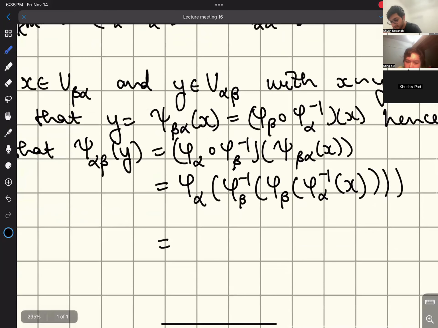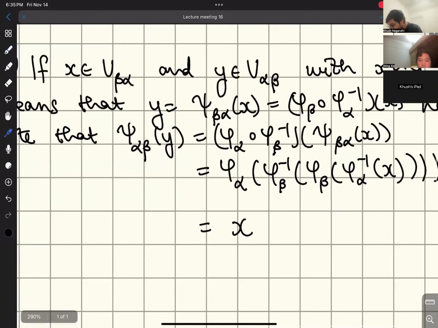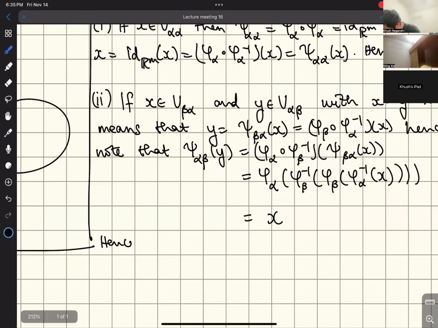Sorry for so many brackets. But this phi beta inverse and this phi beta cancel out. And what you're left with is phi alpha and phi alpha inverse, but these cancel out. So what you're left with is just x, which tells you that x equals a transition function on y. Which then hence y is equivalent to x. Okay.